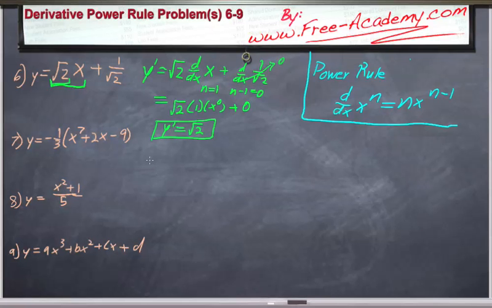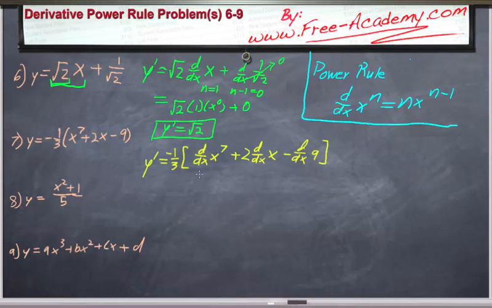Moving on to problem 7. y equals negative 1/3 times x to the 7th plus 2x minus 9. This isn't anything special compared to what we've seen before. We're going to simply distribute our derivative through. So this will be negative 1/3 times the derivative with respect to x of x to the 7th, plus 2 times the derivative with respect to x of x, minus the derivative with respect to x of 9.